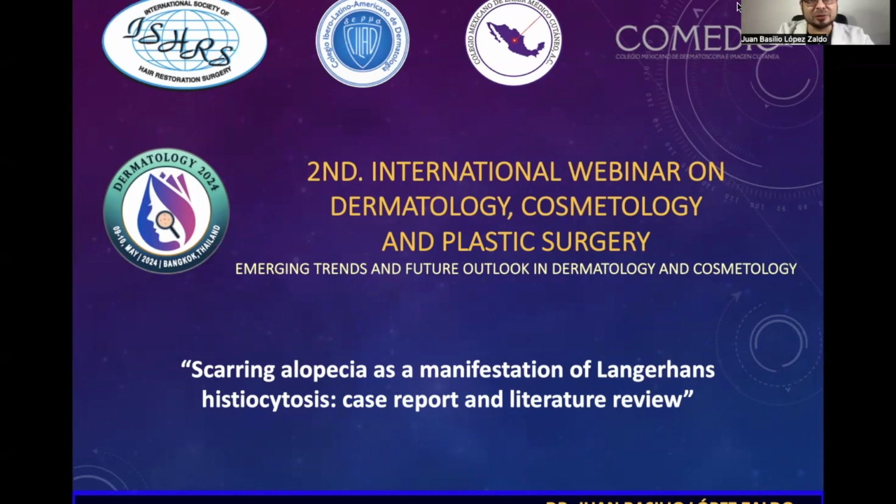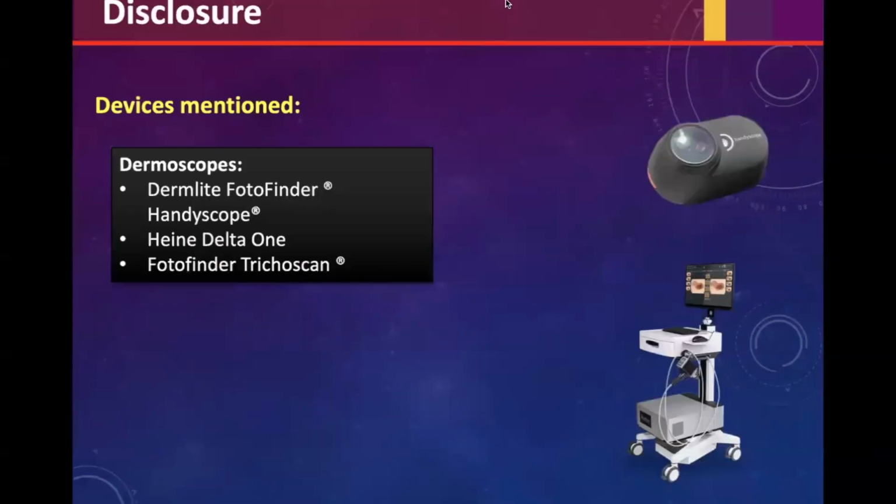This is my turn to share my experience with the case of a patient who comes to my office due to alopecia, which is a scarring type alopecia. I must comment that our initial diagnosis was not Langerhans histiocytosis, since this condition, as you know, is more common in pediatric age, and it was revealing when the comprehensive diagnostic approach was carried out. I have no conflicts of interest. I only mention the dermatoscopes that I usually use in my daily practice, in addition to the FotoFinder.